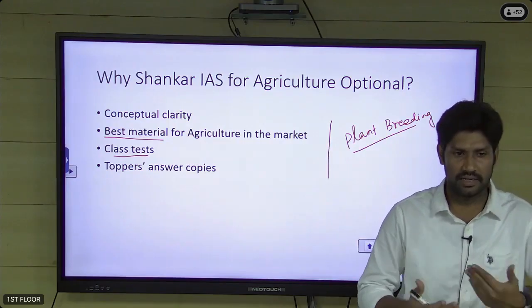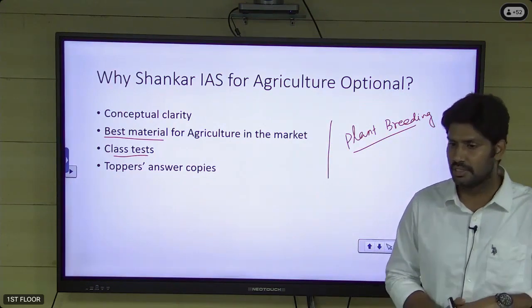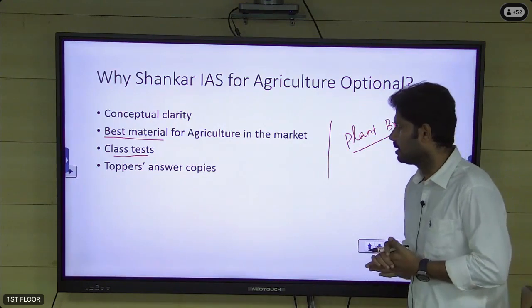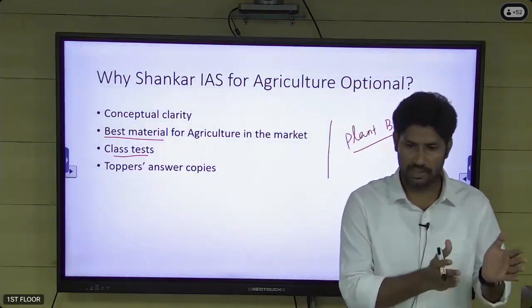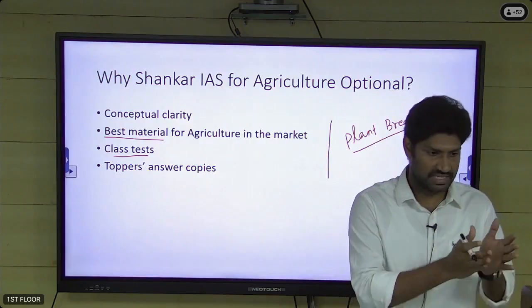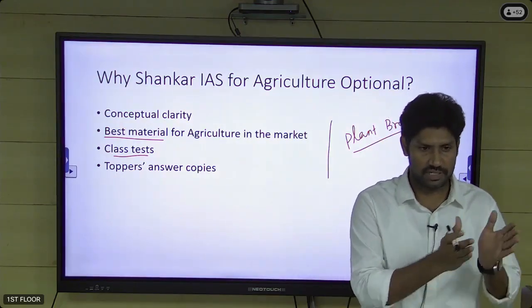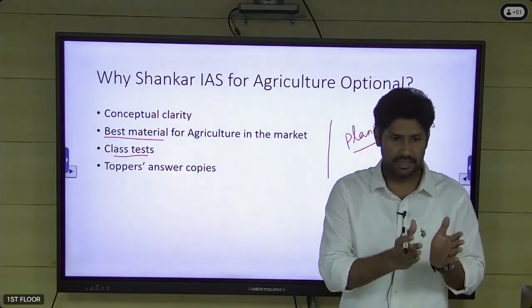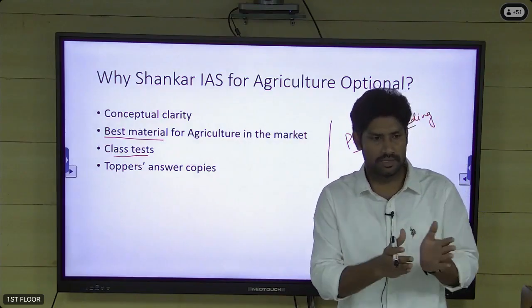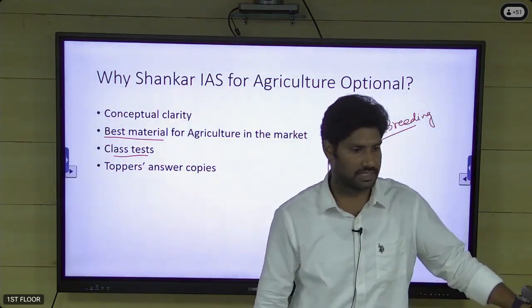Then after that, we conduct a regular class test. Probably every week, we'll be having a class test. So in our class, I will go alternatively, paper 1, paper 2. First I start with paper 1, covering the basic areas: cropping system, cropping pattern, agronomy area. First I start with the agronomy area. And then after completing the cropping pattern, cropping system area, it will take 3 to 4 lectures to complete those areas. I move to paper 2, genetics.